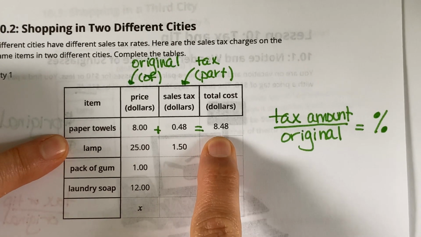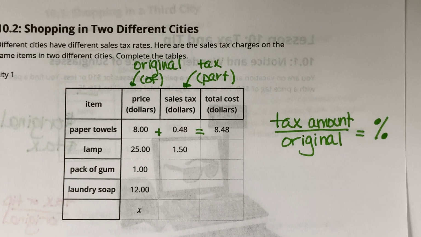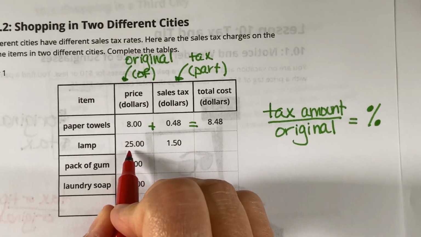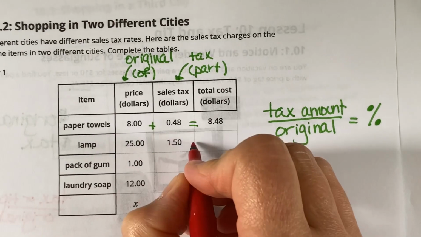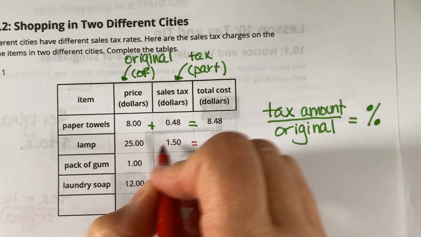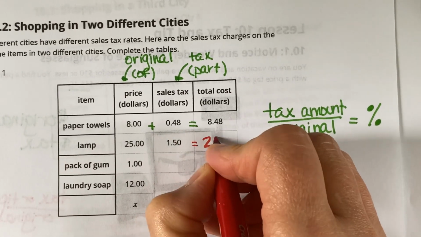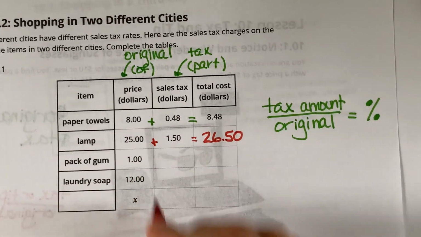The total is $8.48. Okay, so if I were to fill in this chart, this would be $25. $1.50 is the tax. All I'm going to do is add these two together. Here's the original. Here's the sales tax. It would be $26.50. So all I did is add these.